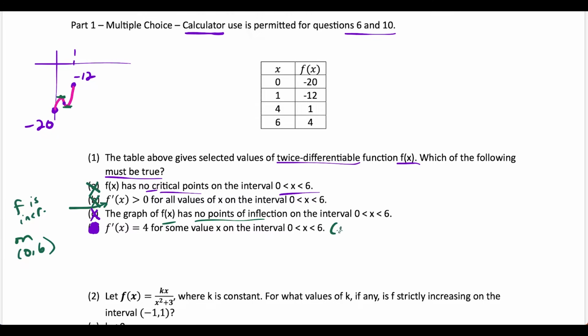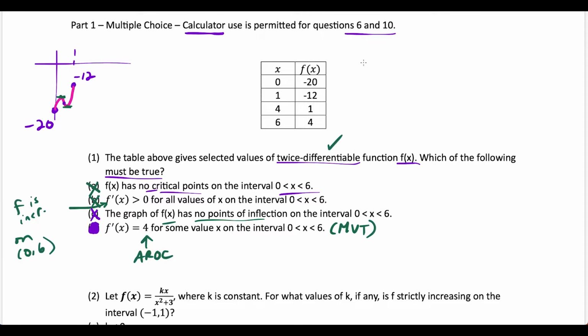Choice D is shouting out the mean value theorem at us. So the way the mean value theorem works is if we have a continuous and differentiable function, which this statement here guarantees that we have f of x being both of those, then at some point the instantaneous rate of change is equal to the average rate of change, which in this case is equal to 4.